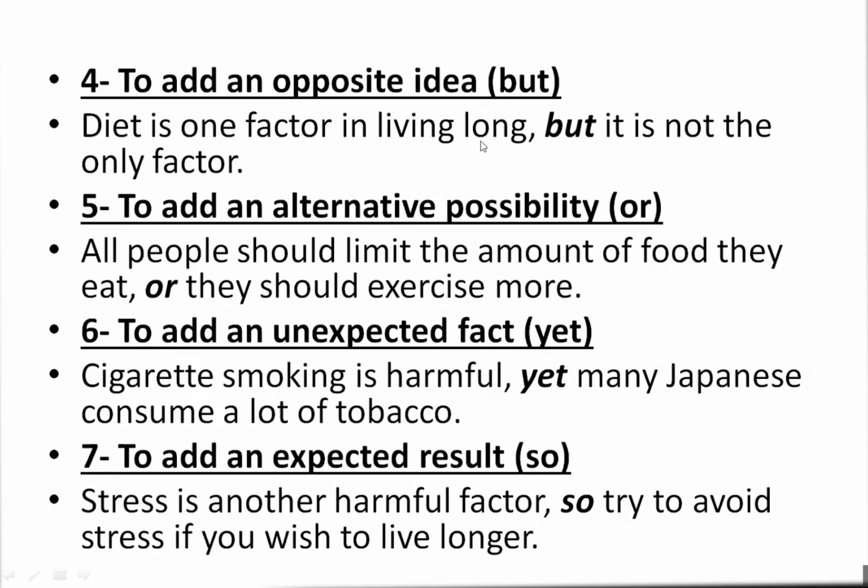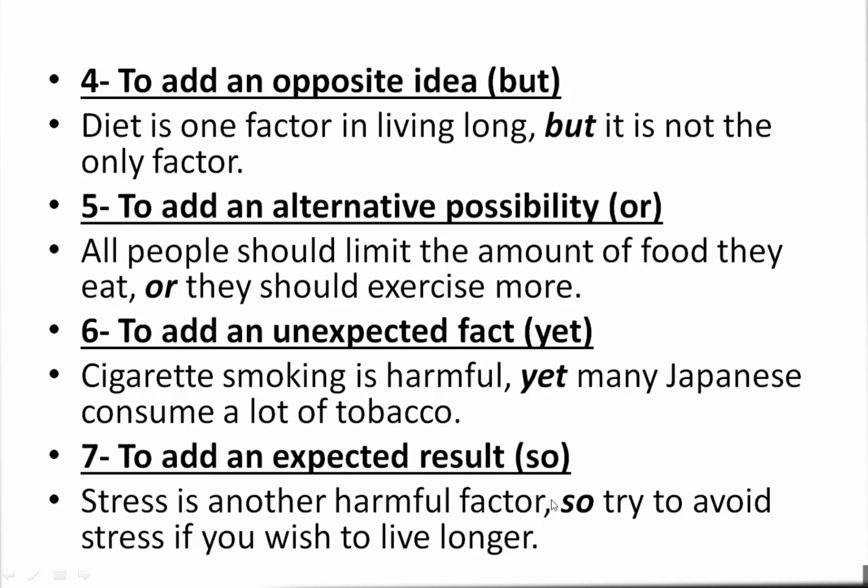Diet is one factor in living a long life, but it's not the only factor. So you have the word "but," and we use a comma before it. To add an alternative possibility, "or": all people should limit the amount of food they eat, or they should exercise more. To add an unexpected fact, we use the word "yet": Cigarette smoking is harmful, yet many Japanese consume a lot of tobacco.